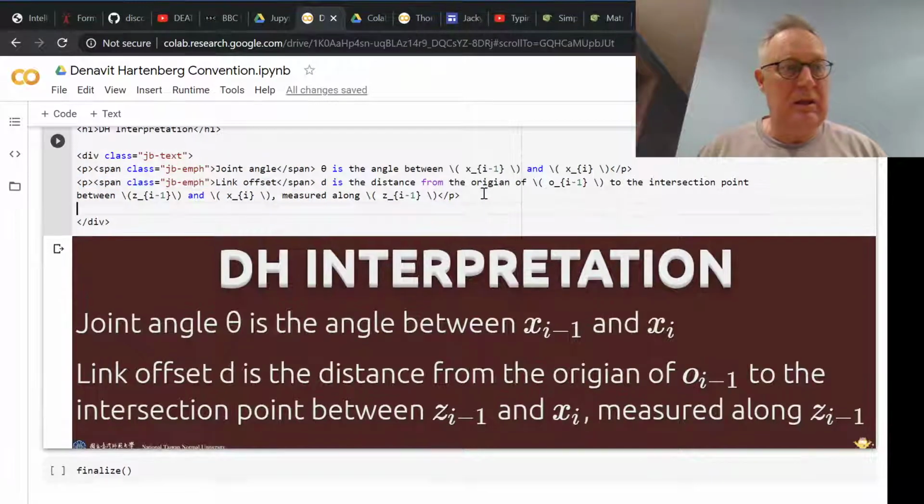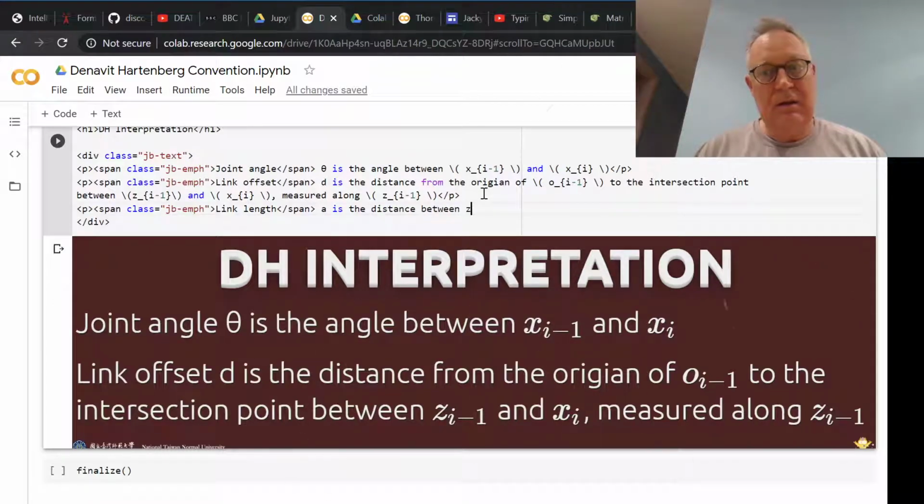Next we have A, the link length. A is the distance between z i minus 1 and zi, measured along xi.